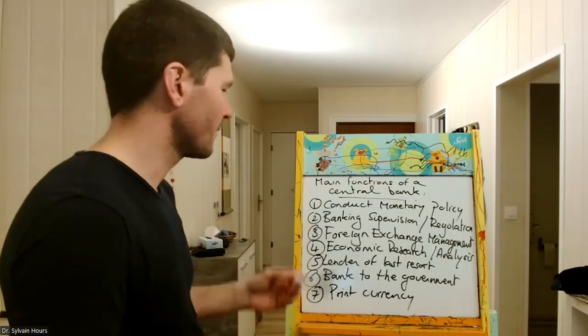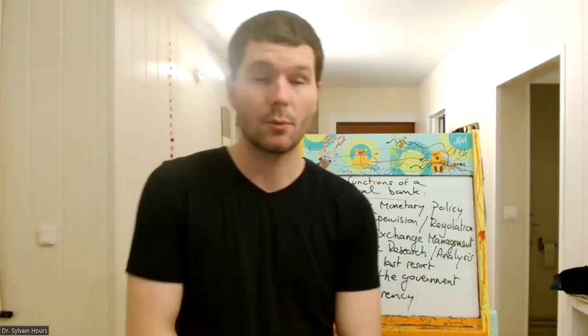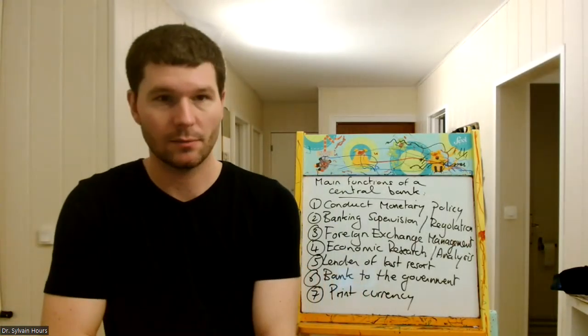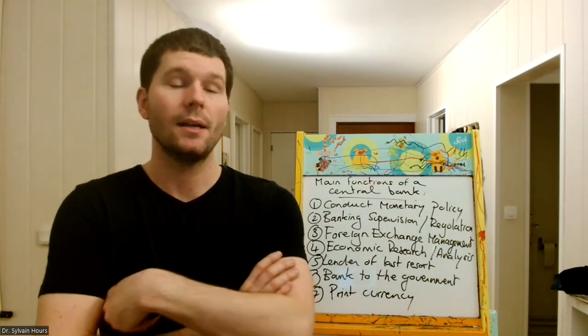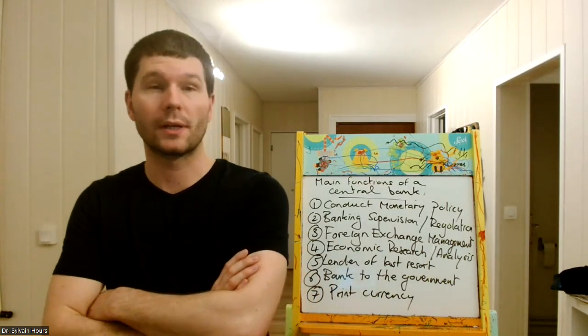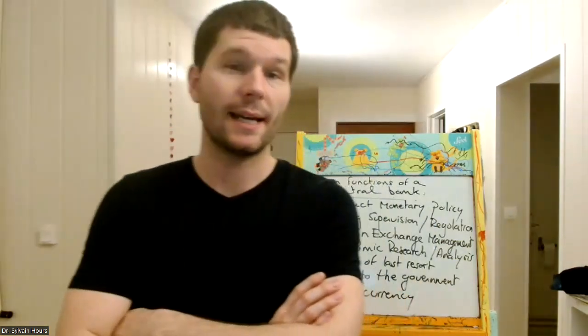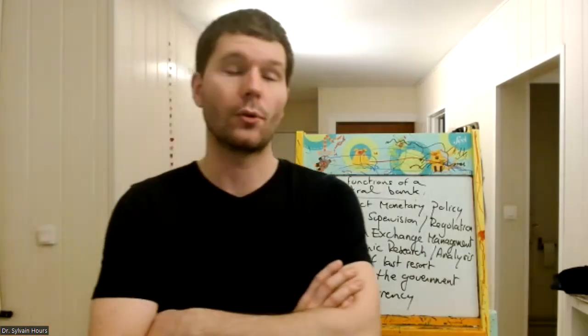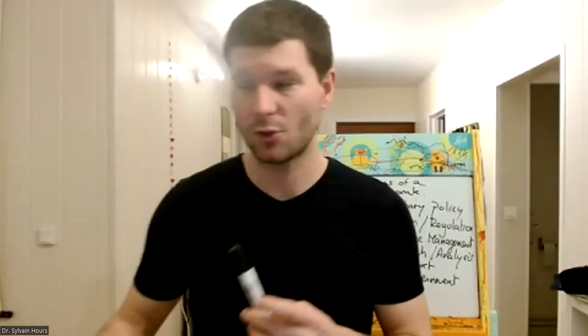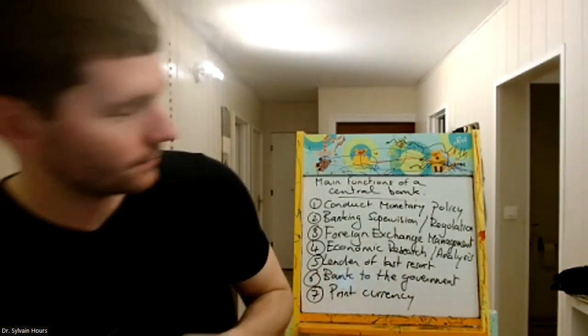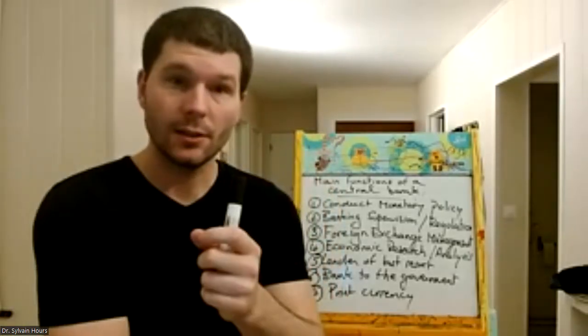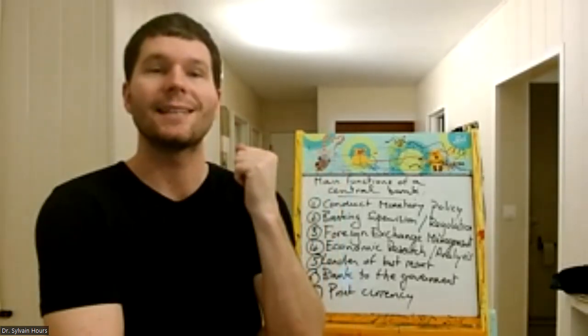Number 3, foreign exchange management. Like we said, the central bank especially can buy foreign currencies, or it can even buy its own currency. But basically, it has a stock of foreign exchange reserves, which means a stock of foreign currencies which it can trade.